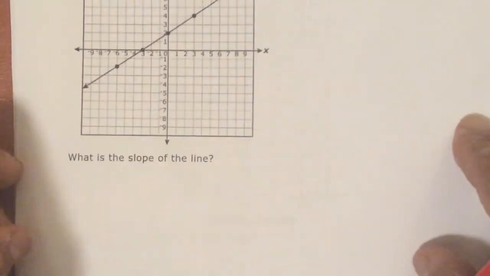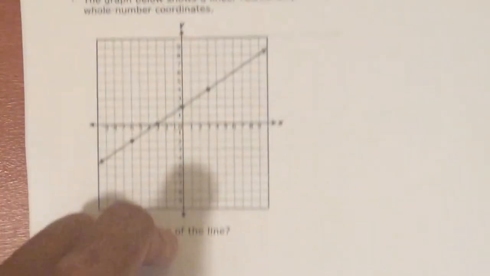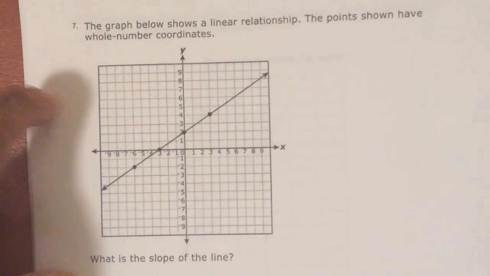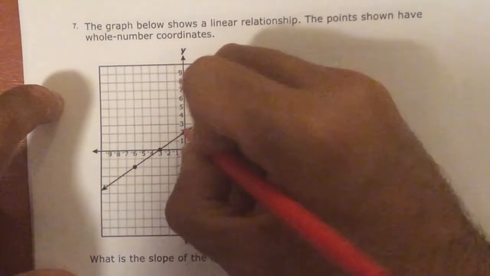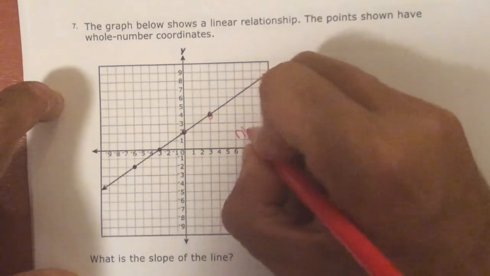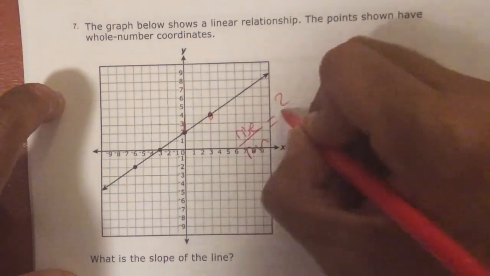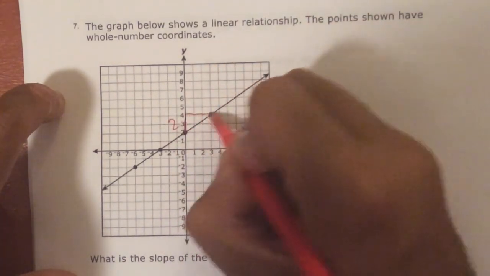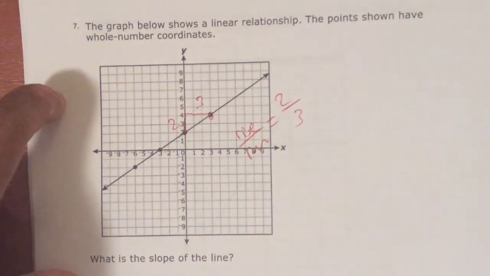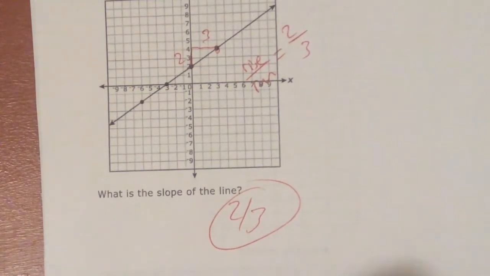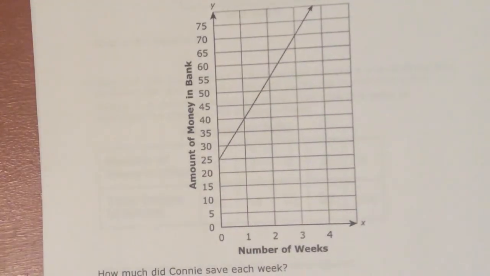Now, number 7 says, the graph below shows a linear relationship. The points shown have whole number ordered pairs. What is the slope of the line? Well, that's easy. Just choose 2 of the points, okay? I'm going to use this one and this one. So remember, you got to do the rise over the run. So my rise is 1, 2. My run is 1, 2, 3. So my slope is 2/3. Okay? Simple as that. And you could have just left it as a fraction. Okay? Let's move on.